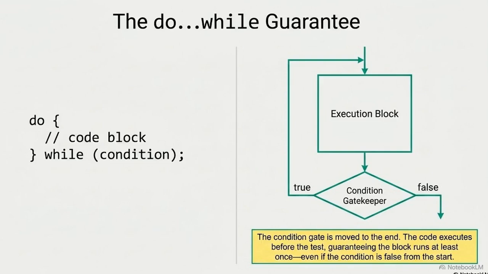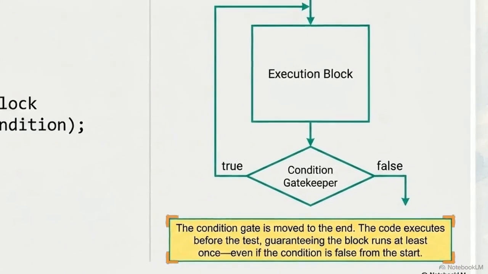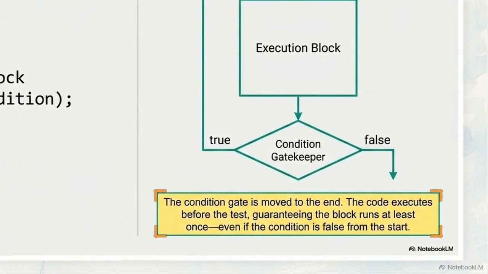The architecture is inverted. The execution block sits above the gatekeeper, meaning the engine runs the code first and checks the condition afterward. This guarantees the code runs at least one time, no matter what.